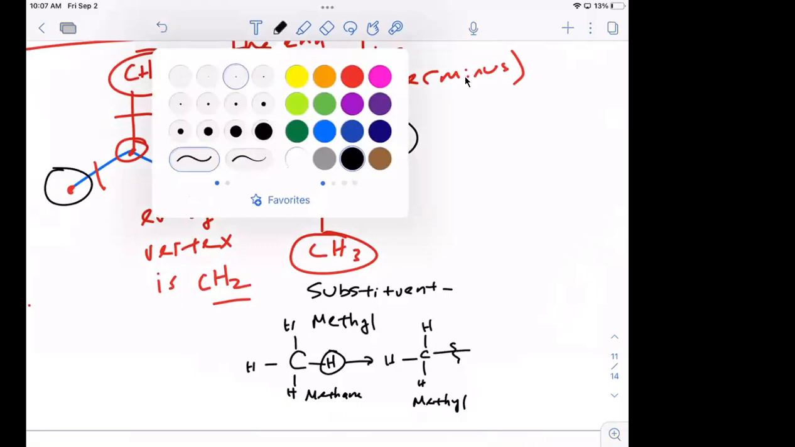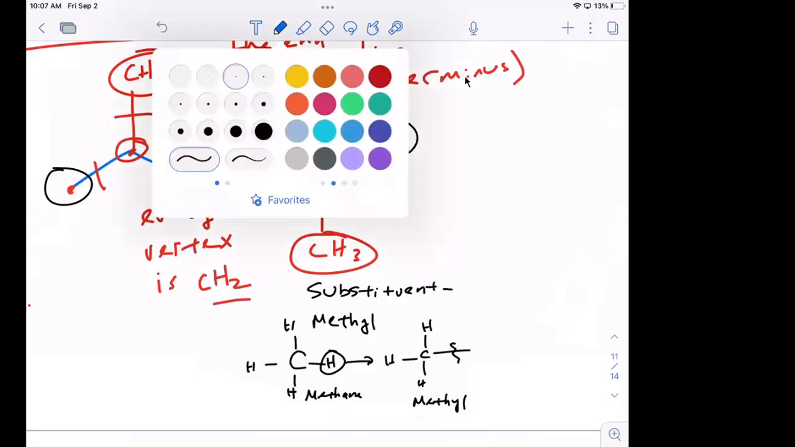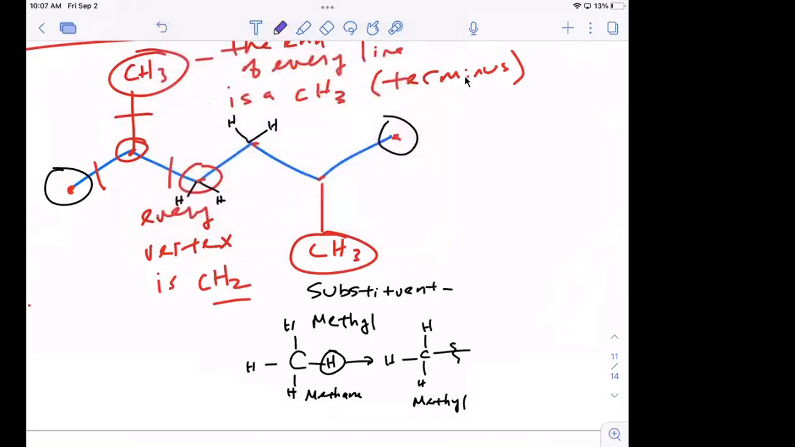But we can go in and we can number it. It doesn't matter which end you number from in this case, because the two methyl groups are equidistant from the end, so it doesn't matter. So we're going to number from here. One, let me pick a different color. So this is 1, 2, 3, 4, 5, 6.